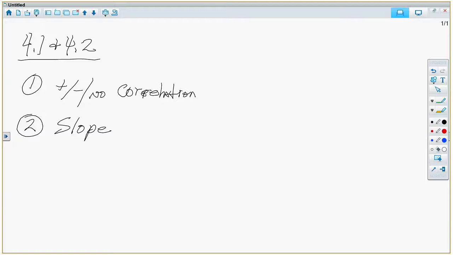I'm not going to ask you for the correlation coefficient because that's just too much work, unless you got a TI-84, which spits it out. Okay? So that's the only two things I'm going to ask you on the 4.1 and 4.2. So let's move on to 5.1 and 5.2 because that's where most of your test is going to come from, is chapter 5.